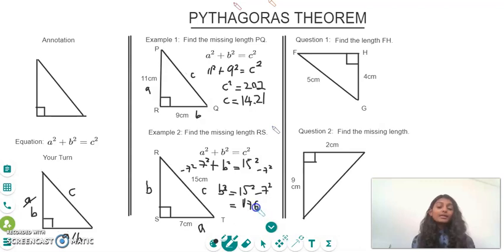But do you remember when we found out C squared, we had to square root it in order to find C on its own? Likewise, B squared does not represent RS, only B does. So we are going to have to square root 176. So let's have a go at that on your calculator. The square root of 176 is 13.27, and this is to two decimal places. But like I said, the question could state otherwise.